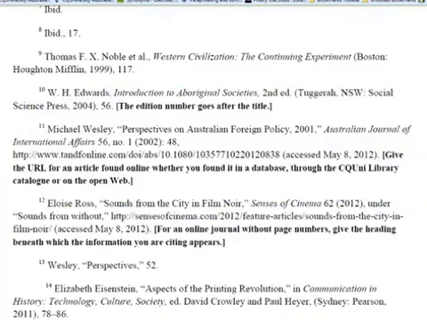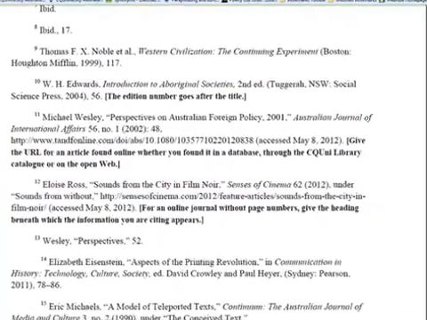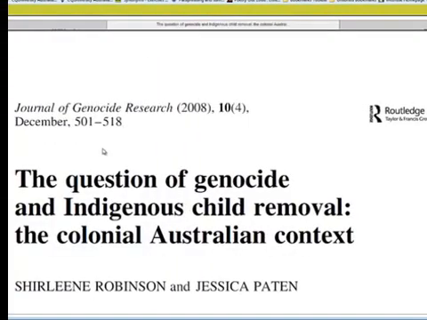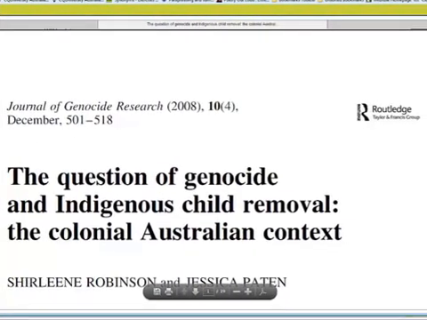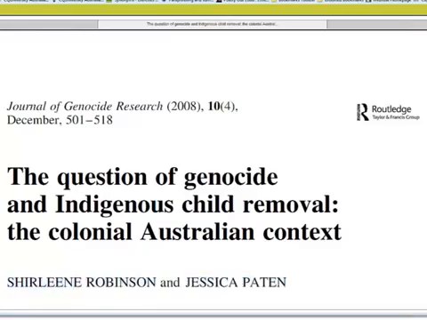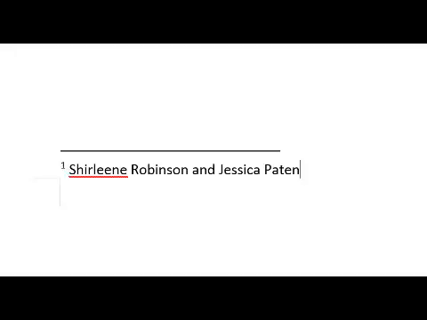If I go back to my article now, I can see the author's names, Shirlene Robinson and Jessica Payton. I actually have 2 authors here. So now I'm going to go back to my Word document. I'm going to type in those authors' names, Shirlene Robinson and Jessica Payton, in my footnote.